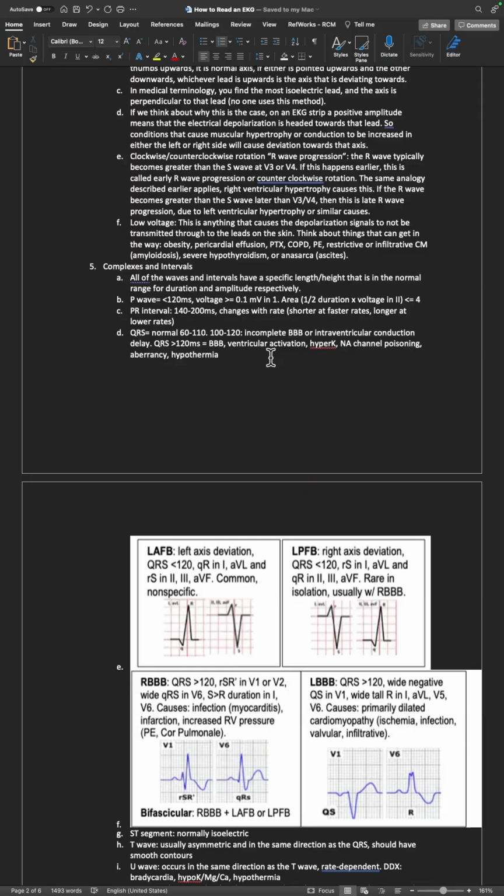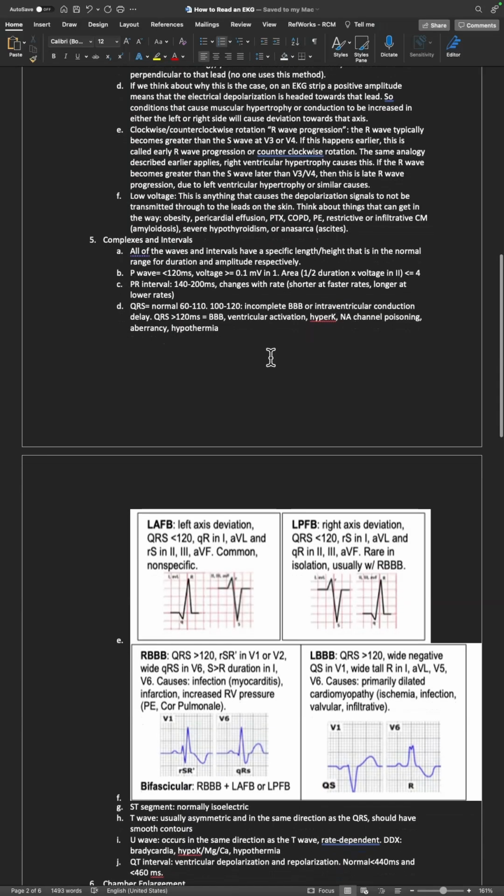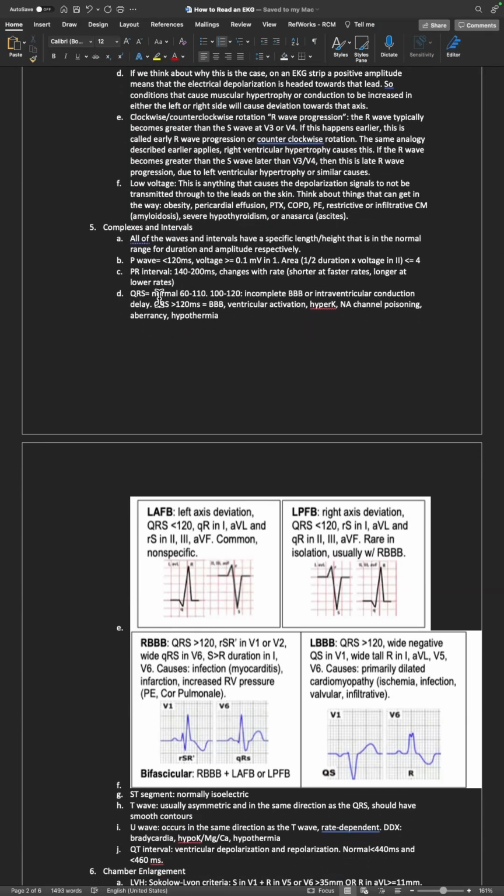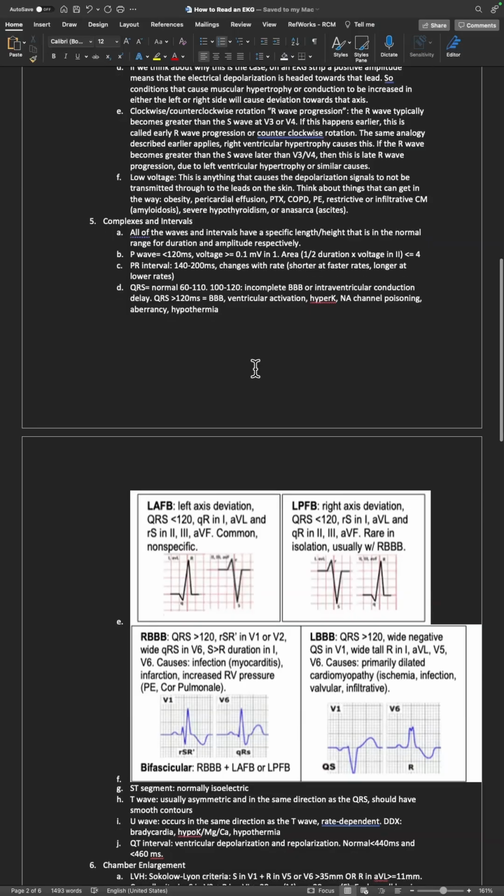Another thing is the PR interval, which is the time between the P wave and the R wave. This is usually 140 to 200 milliseconds. This changes with rate, so it's shorter at faster rates and longer at lower rates. Another thing is the QRS interval. Normal is 60 to 110. 100 to 120 could be signs of incomplete bundle branch block or intraventricular conduction delay. QRS greater than 120 milliseconds is due to bundle branch block, ventricular activation, hyperkalemia, sodium channel poisoning, aberrancy, or hypothermia.